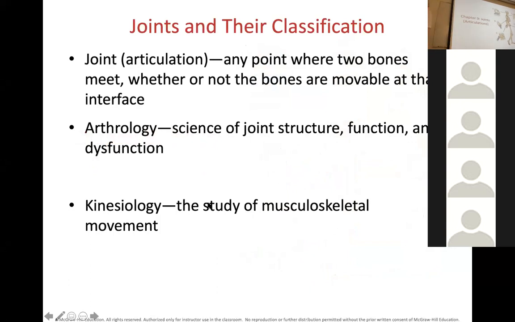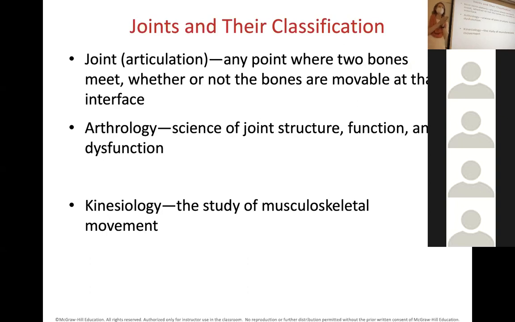So just some basic intro material, first of all, about joints and how we classify them. Another word for a joint is an articulation. And it's just any point where two bones actually come together. That doesn't mean the bones have to be separately movable.